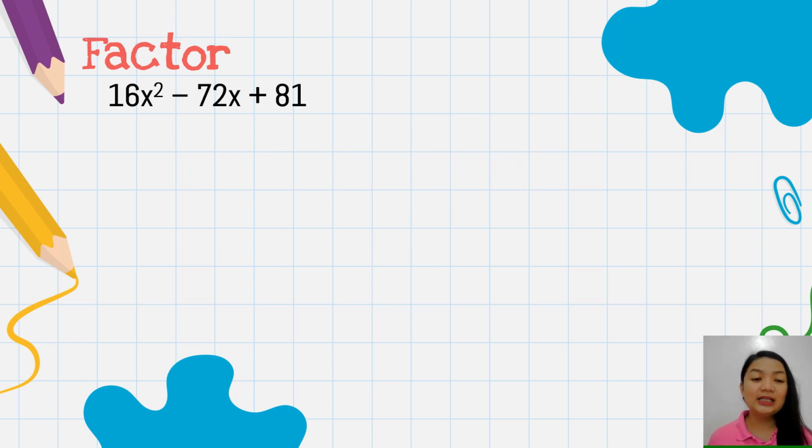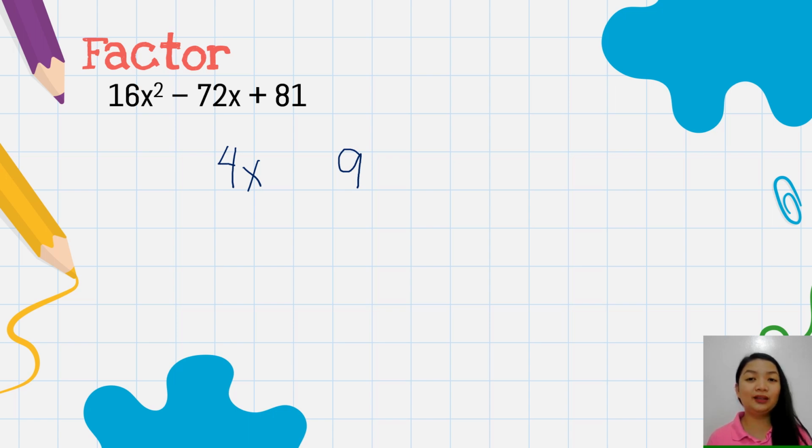How about this one? 16x squared minus 72x plus 81. Again, we get the square root of the first term, 16x squared. Yes, that is 4x. How about the square root of 81? Correct, the square root of 81 is 9. So we multiply 4x by 9, that is 36x, and then twice the product, we multiply it by 2, which gives us 72x. So therefore, the trinomial is a perfect square trinomial.